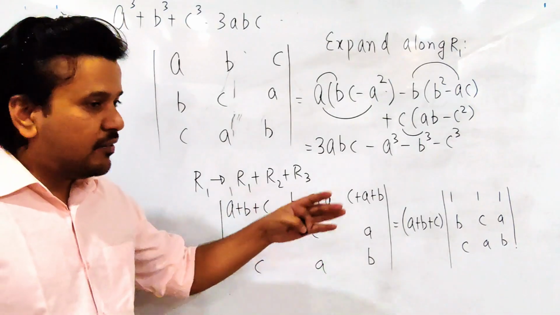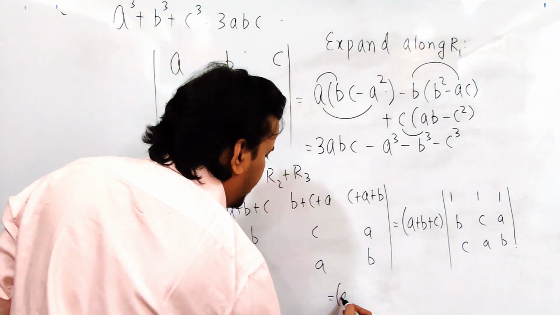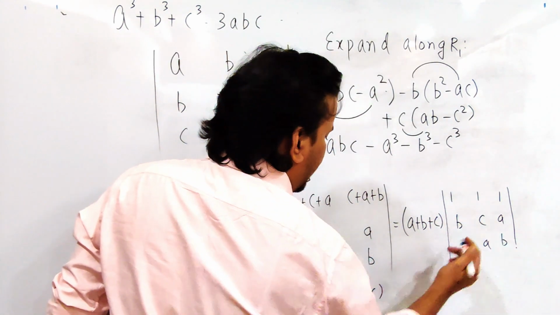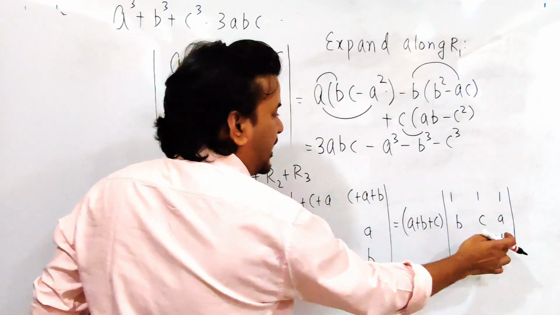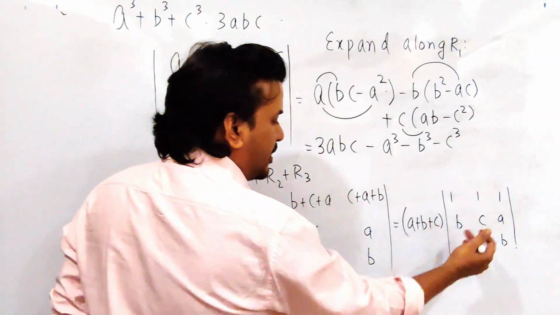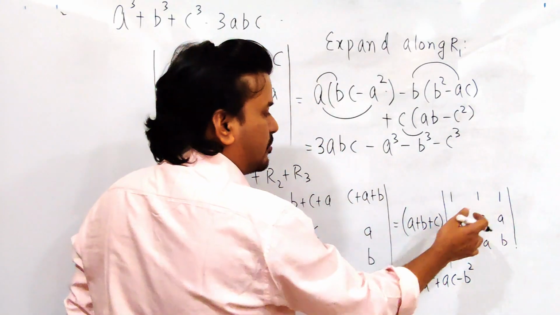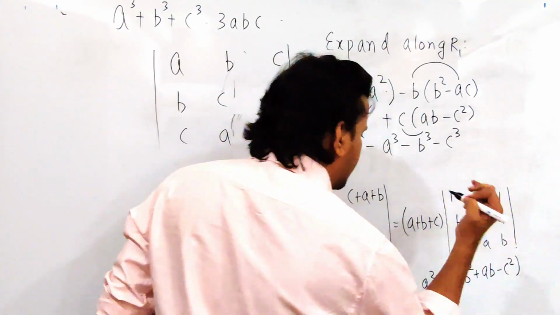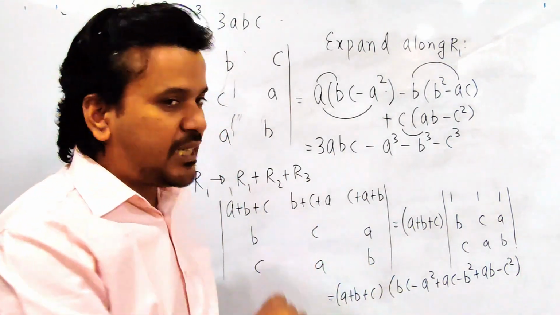So what we can do now, we can just open it along row 1. How we can open this? This is A plus B plus C. This is 1 times (BC minus A square), then is minus 1 times (B square minus AC), I am writing orally, this is going to be AC minus B square, and then comes AB minus C square. Right? So this has been factorized as A plus B plus C multiplied by this.